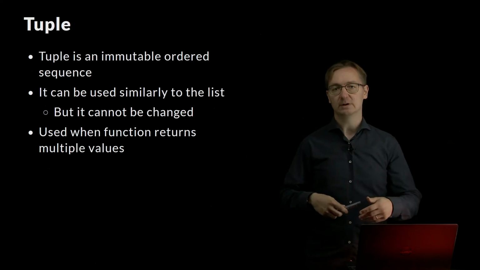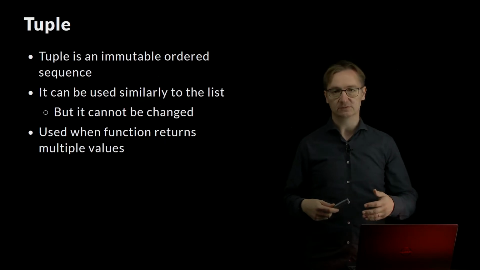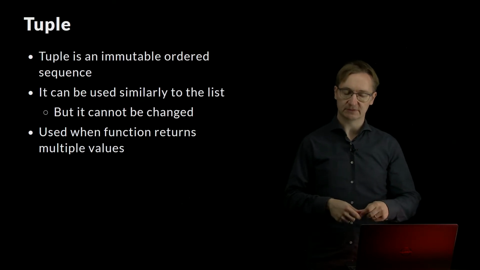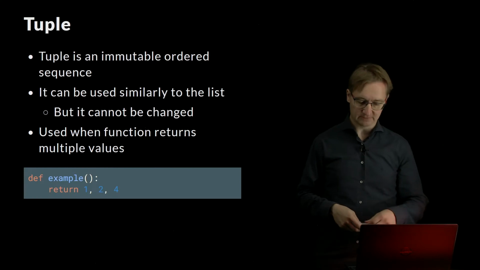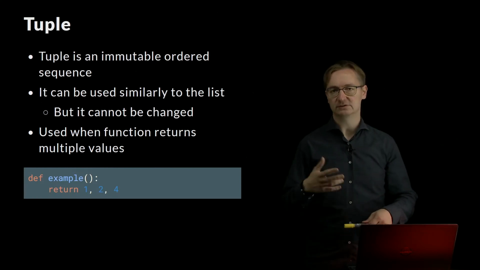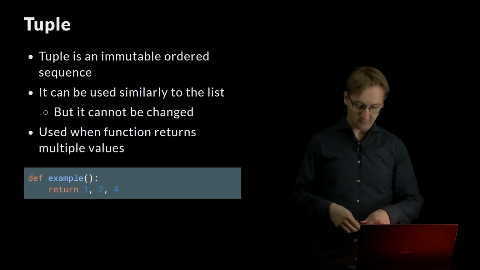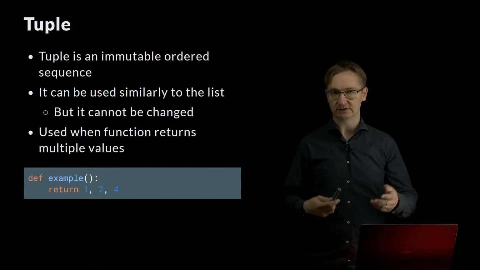And actually where Python uses tuple is when we want to return multiple values from the function. For example, there's a function example and it returns 3 values. And what happens here is that this 1, 2 and 4 together is one tuple.